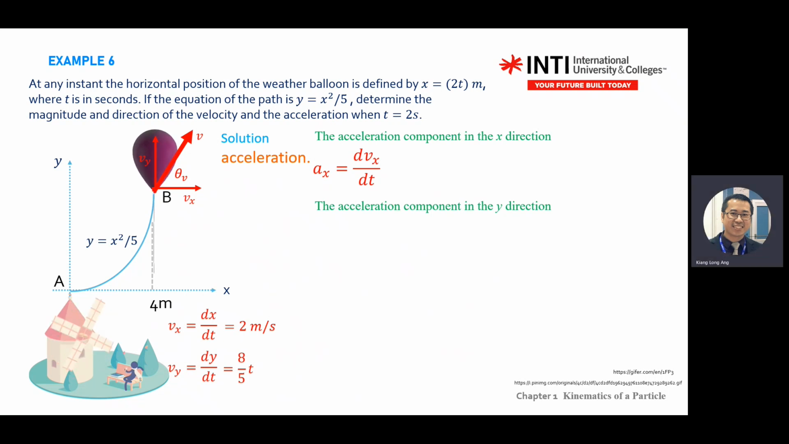And Ax is dv/dt in the x direction. You look for Vx in the x direction. When you differentiate a constant number, what do you get? 0. 0 means there's no change of velocity. No change of velocity means acceleration is 0. Okay, so you get 0. Be careful of the unit. Unit is meter over second squared. On the y also dv/dt, but in the y component, you'll get 8/5.